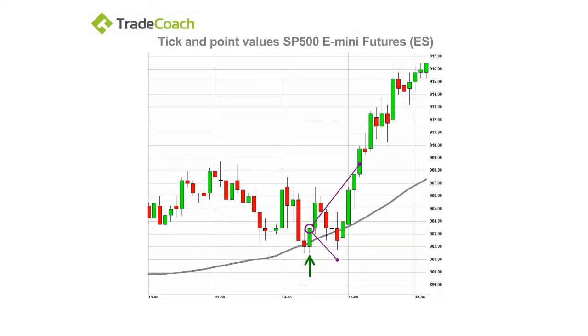For a 1 contract position on the S&P 500, each tick is worth $12.50, so each point is worth $50, so every 2 points is worth $100. Let's say for whatever reason we enter 1 contract long with the intention to benefit from a rising market. We could enter at the conclusion of this green candle here at 903.50 with a 5-point profit target at 908.50 and a 2.5 stop at 901. In this case we make $250 or we lose $125, excluding brokerage.